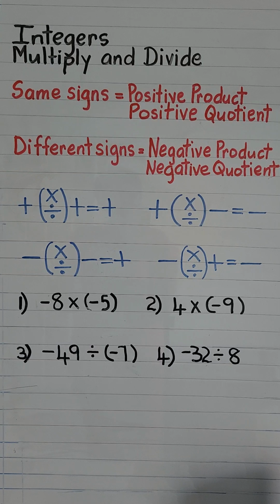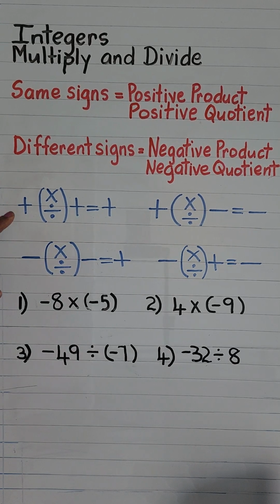Welcome to multiplication and division of integers. Multiplication and division of integers follows the same rule. That is, same signs give you a positive product as well as a positive quotient. Different signs, negative product, negative quotient.